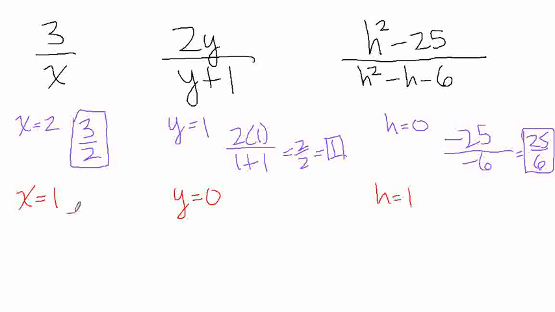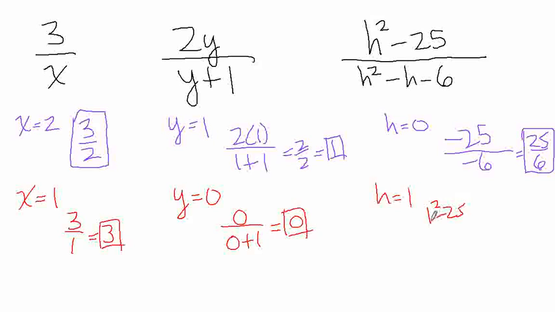So the first one evaluates to 3/1, or 3. The second one evaluates to 0/0 plus 1, or 0. The last one evaluates to 1 squared minus 25 over 1 squared minus 1 minus 6, or minus 24 over minus 6, or just 4. Okay? So we can keep doing this all day. We can keep evaluating rational expressions for different variable values.